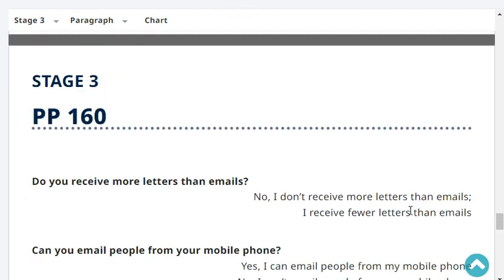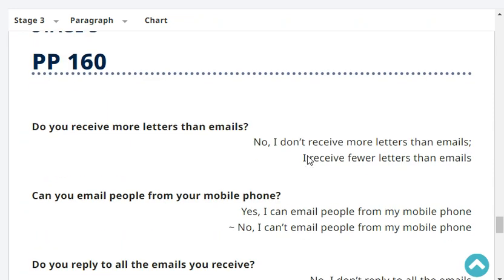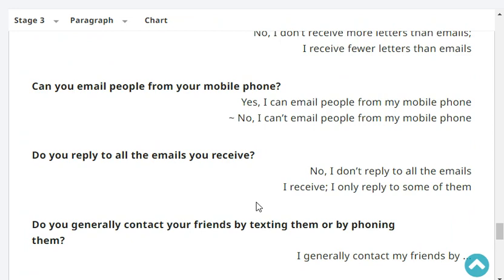Do you receive more letters than emails? No, I don't. I receive fewer letters than emails. Very good. Can you email people from your mobile phone? Yes or no? Yes, I can email people from my mobile phone. Very good.